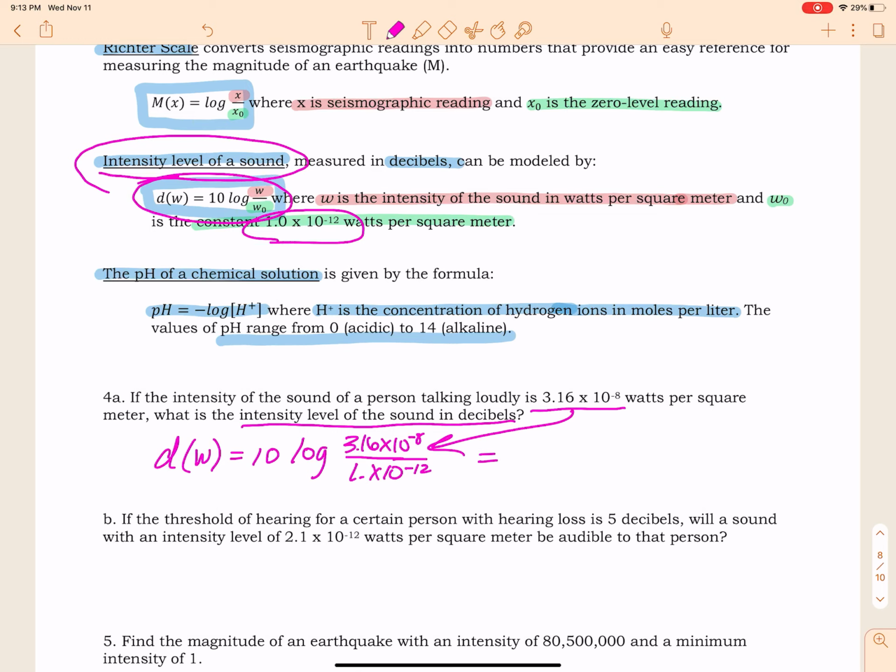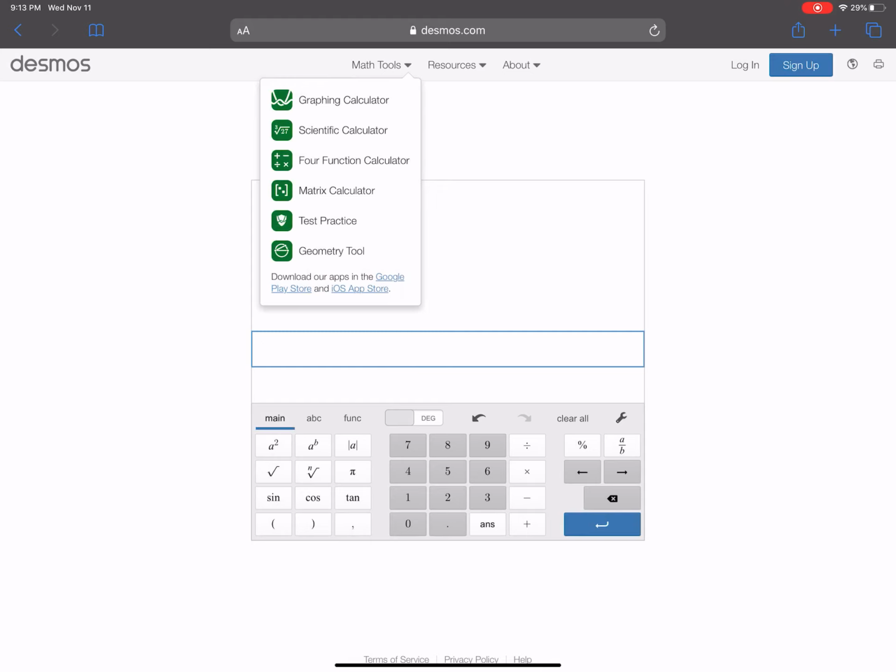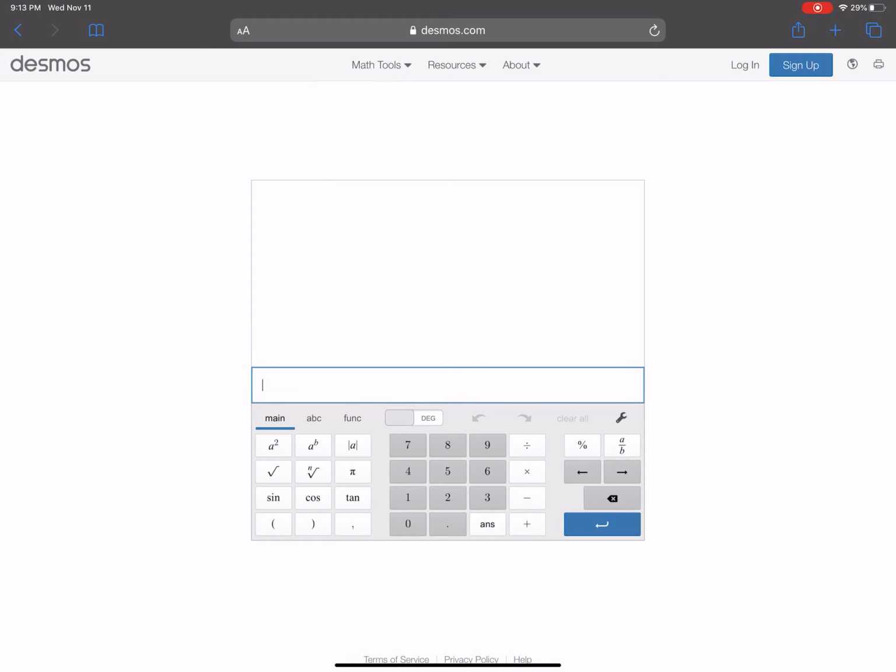Check this out. If you're going to use your Desmos calculator, I have my Desmos window open here. And you've got choices here. The graphing calculator is the one that we use for graphing stuff. And this is the scientific calculator. This is what I have right here. So this is what's going to help me if I've got a log problem.